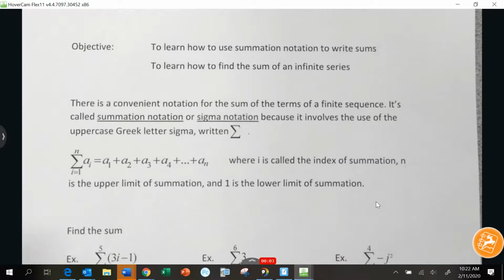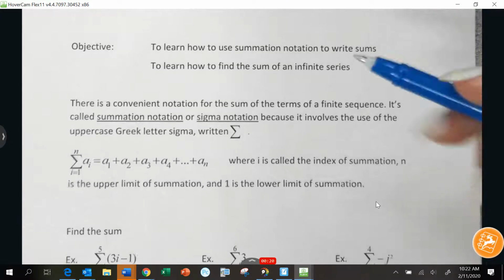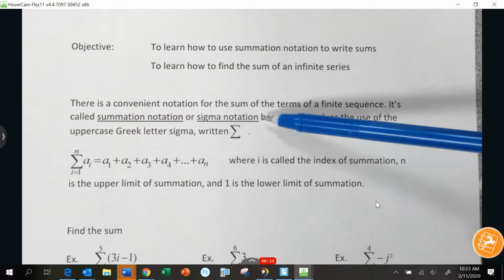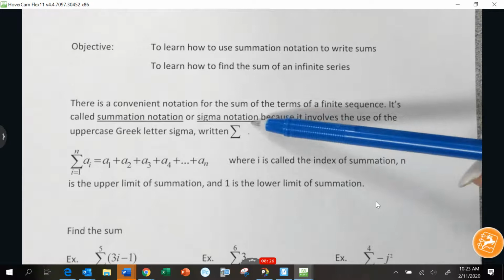So we are going to write sums, and we are going to use the summation notation. So there is this symbol that we use for summation notation. It's also called the sigma notation symbol.